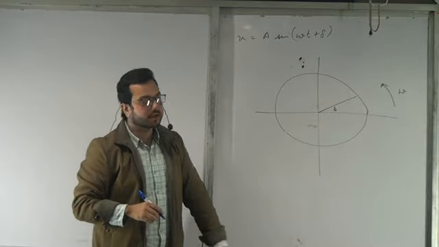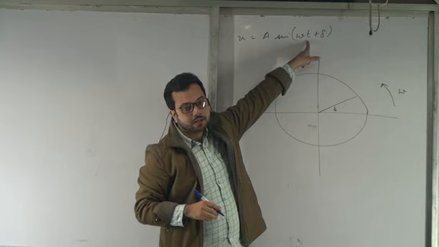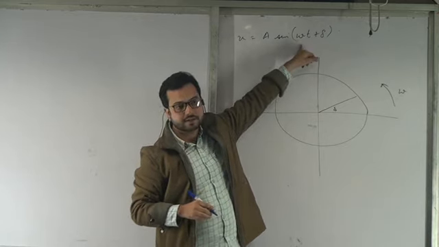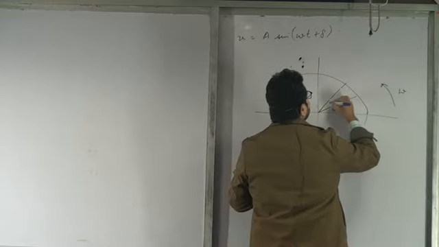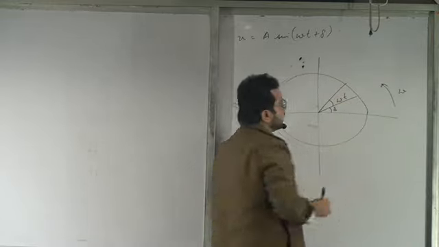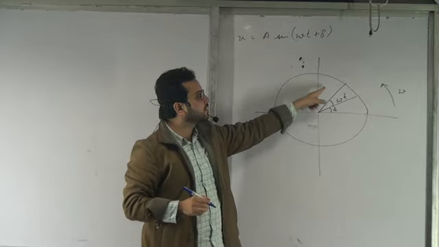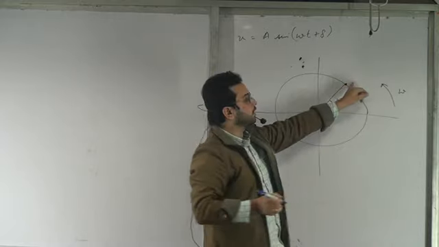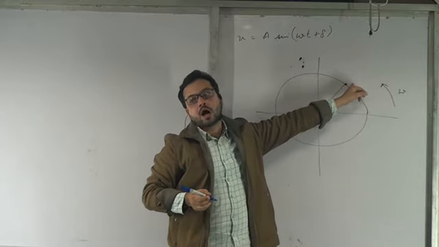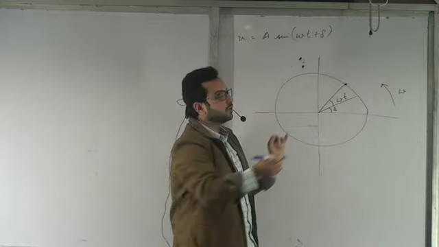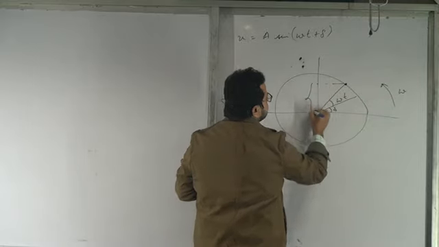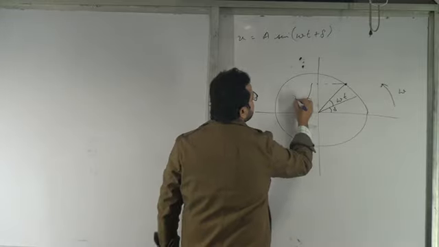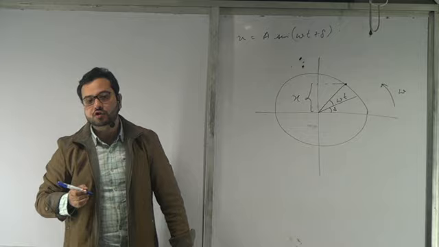Is that correct? In time t, the particle is going to rotate a further angle omega t. So what is the phase of the particle now? Omega t plus delta. So we assume that a particle is over here. How do we find out the position of the particle? We take the vertical component, the vertical projection, and this will give you the position of the particle.